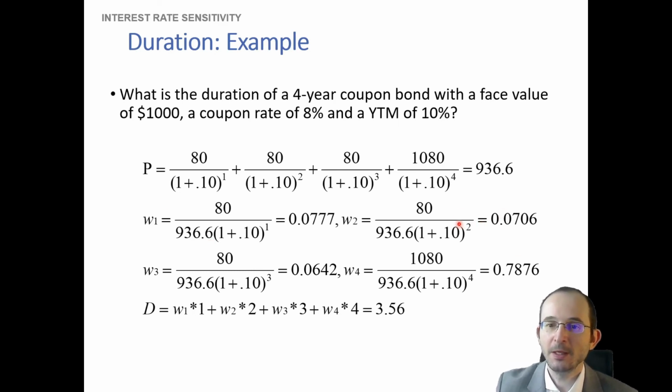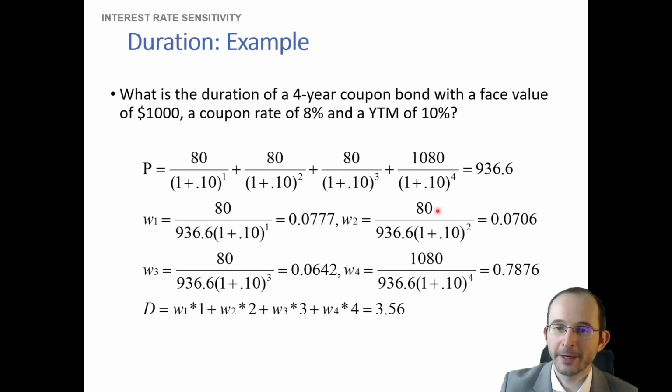What about the year 2 maturity? Well, that represents 7.06% of the total value of the bond. So we're going to weight the year 2 maturity by a slightly lower 7.06% weight. Analogously, we're going to weight the 3-year maturity by that proportion that the year 3 cash flow represents as a fraction of the total value of the bond, 6.42%.